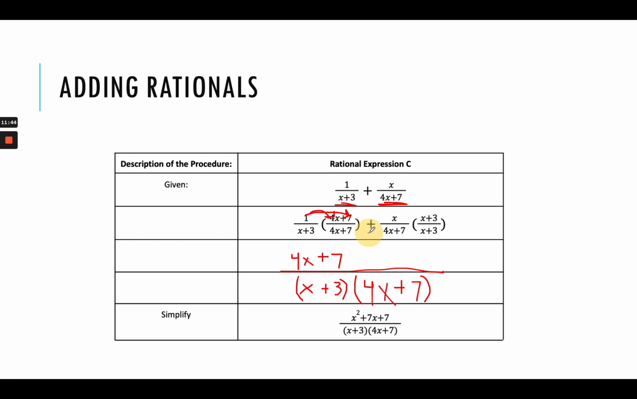Okay, since we have a plus sign right here, we're going to put a plus sign in between these. X times x, well, x times x is x squared. X times 3 is 3x. And it's a positive 3x, so we put plus 3x, okay? Last step, we just simplify. So x squared, nothing simplifies, so we just put x squared right there. 4x plus 3x gives you 7x right there, and then we have a 7 all over our common denominator.